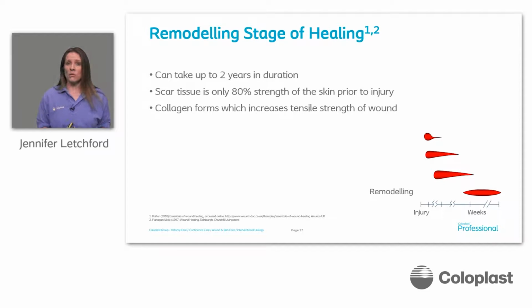We then move through that stage into the remodelling stage of healing, which can take up to 2 years. Scar tissue, when it's there, is only 80% of the strength of the skin prior to the injury. The collagen starts to form, which increases that tensile strength, but that will never go back to the same strength that it was prior to the injury.